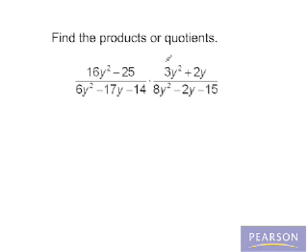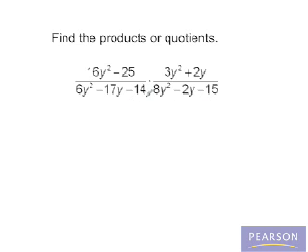Find the products or quotients. We are given (16y² − 25) over (6y² − 17y − 14), that fraction, times (3y² + 2y) over (8y² − 2y − 15).